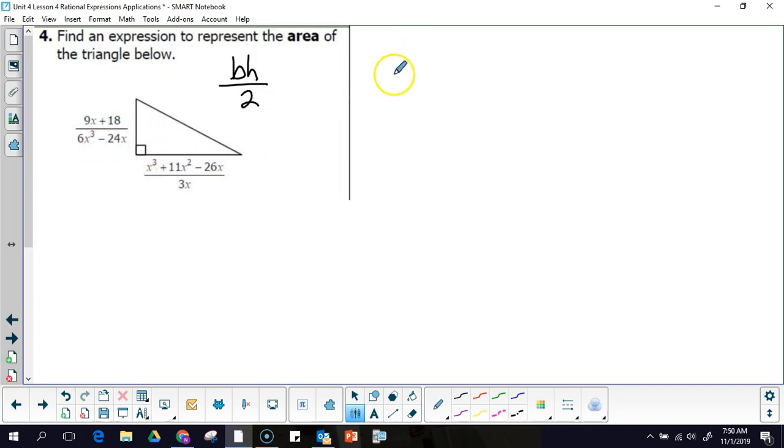Let's see. We'll help you factor this one. Take out a 9. That's x plus 2. Here we can take out a 6x. And then what's left? X squared minus 4. That's a difference of 2 squares. Let's go ahead and factor that.